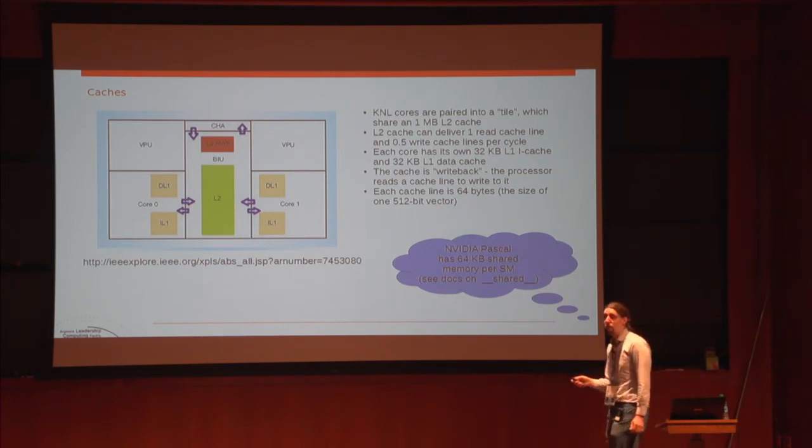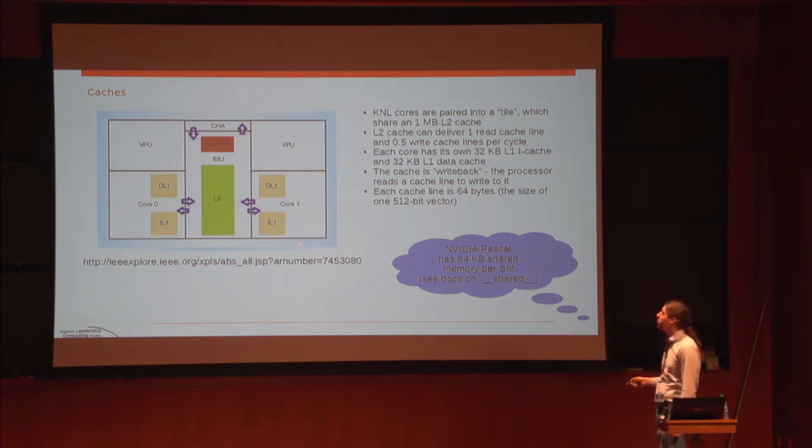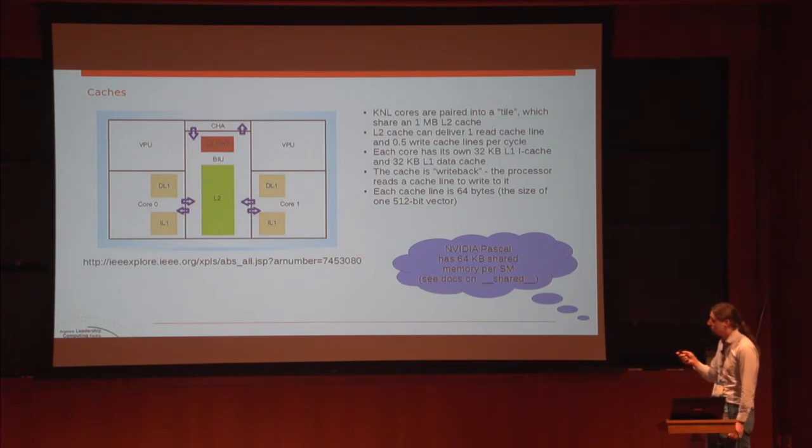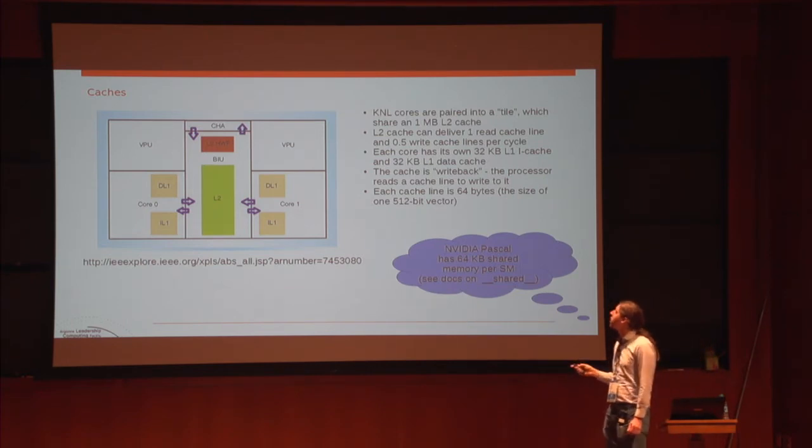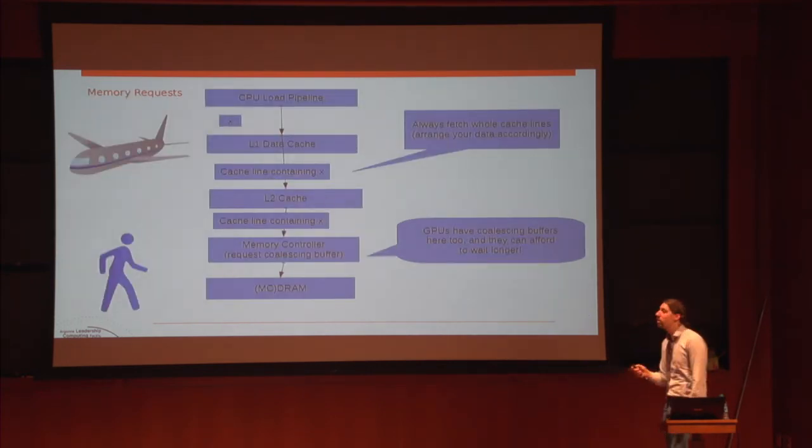And the cache is write back, which means that to write data into memory, you first have to read it into the cache, and that's something which is sometimes relevant to keep in mind. I will mention that on NVIDIA GPUs, there's a similar concept to this L1 cache, but it's explicitly managed, not automatic, and it's called shared memory. Okay. And so how does this work?